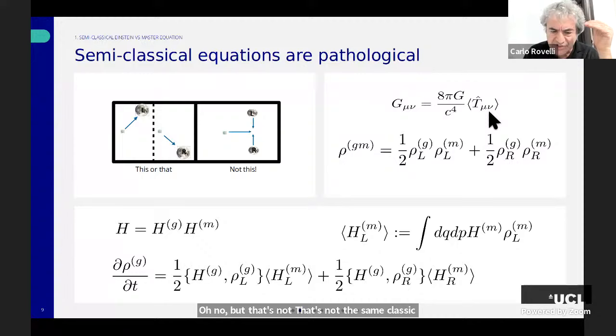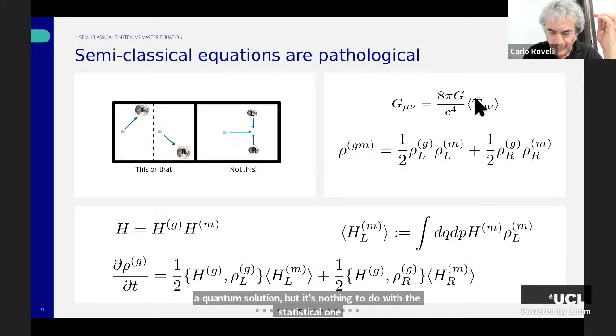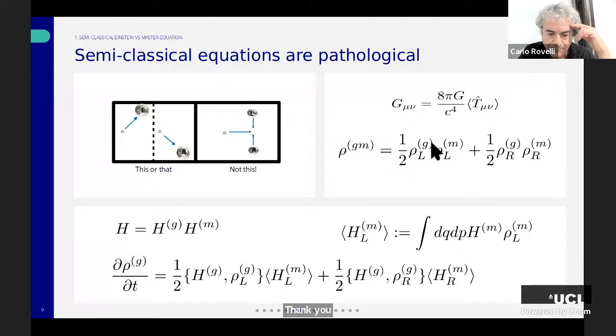You're saying that something is inconsistent, but the bracket there indicates a statistical expectation value. That's not what is usually called the semi-classical Einstein theory. It's a quantum expectation value. It has nothing to do with the statistical one. Well, I'm not sure that there's any difference. If I take the trace of this thing with the density matrix, then if I have a statistical mixture of a planet being on the left plus a planet being on the right, the stress energy tensor will be two half planets.